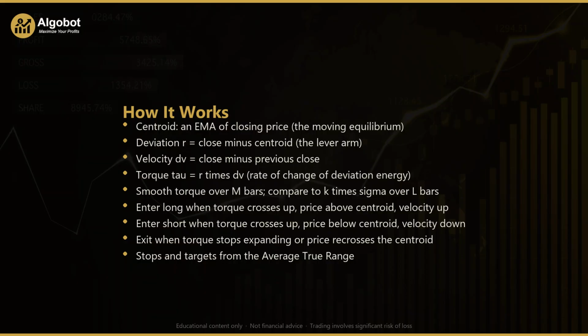For risk, the average true range, with a period of 14, sizes everything. On a long, the stop sits below entry by 2 times the range, and the target sits above by 3 times the range. On a short, those are mirrored. That is a reward to risk of 1.5 to 1. Exits are tied to the same physics. A position is closed when the smooth torque falls to 0 or below, meaning the expansion has stopped, or when price recrosses the centroid against the trade. The strategy also holds only one position at a time, so it never stacks entries.